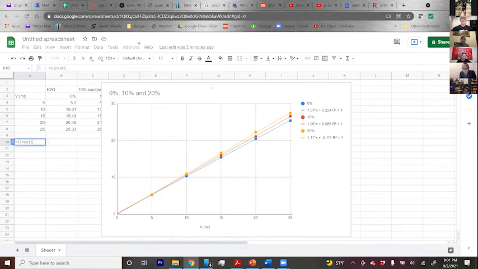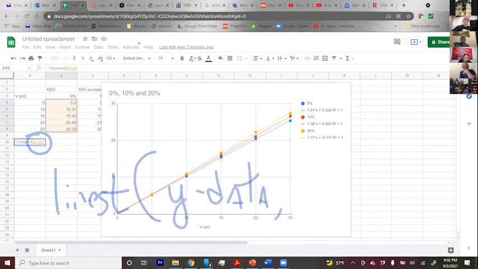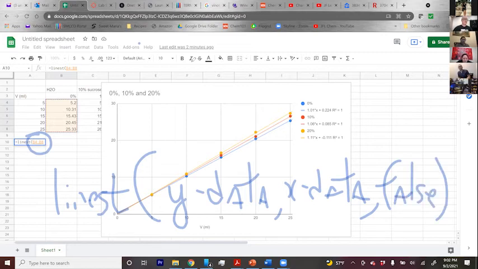Now we need to show the computer where our X and Y data is that we're interested in. So we're going to do the water first. So you select the Y data. Here's my Y data. And you can see that it fills it in automatically. There's my Y data. So I put lin est bracket my Y data, comma, my X data, comma, false. If you remember that. So I'm going to do that here.